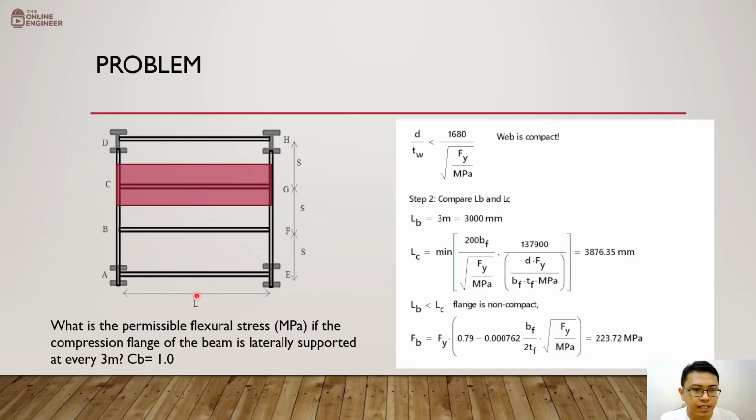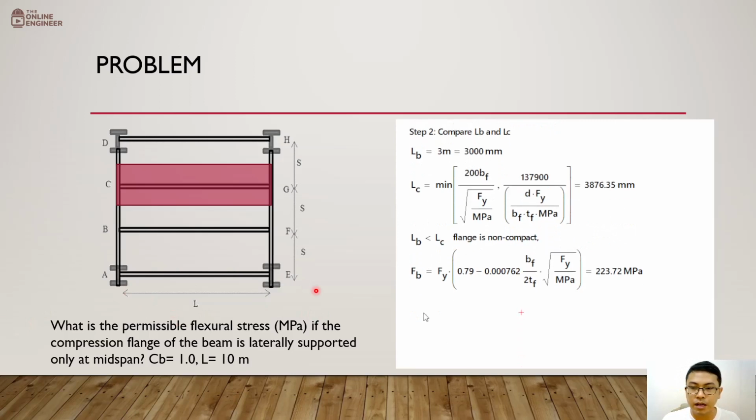All right. Now, let's go over and try to answer now the third question here in our problem. So, we have here, what is the permissible flexural stress if the compression flange of the beam is laterally supported only at the midspan? Okay, let's have a look at our solution over here. All right, so it's part 3.